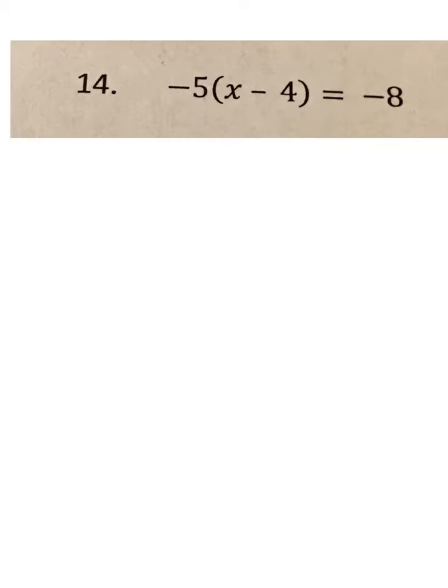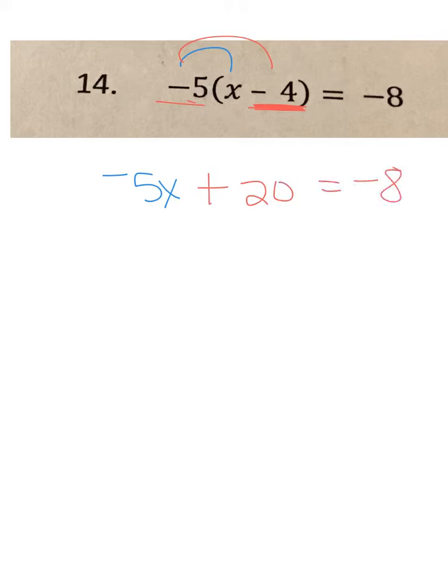All right, problem 14, we've got the distributive property starting now. Negative 5 times 1x is negative 5x. One of the biggest problems you guys are having is that negative goes with the 4. That's a minus or a negative. So when I take negative 5 times negative 4, that's positive 20. I do not write down minus positive 20. I just write down negative times a negative is a positive, so positive 20. And then equals negative 8.